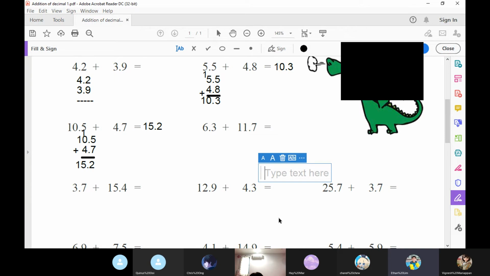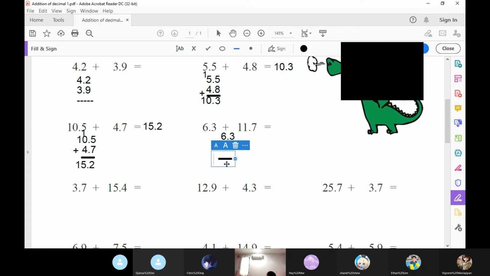Yes, you may. 6.3 plus 11.7. 7 plus 3 is 10. Okay, 7 plus 3 is equals to 10. We put the 0, and then I think better you bring it down, Hema, so it will be easier for you to put the 1 on the top also. If not, it will be hard for you.